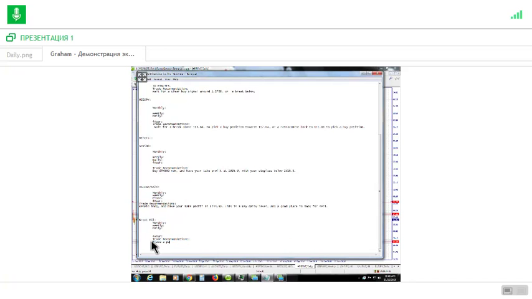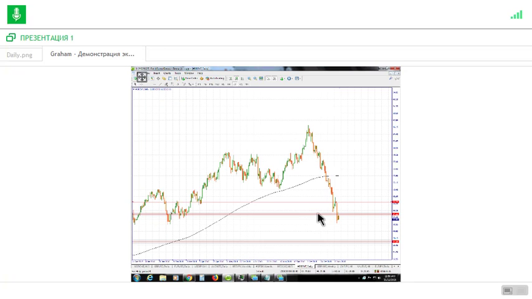That's what we need to say: place a pending sell limit order at 64.22 with a stop loss above 67.29, and take profit at 57.26.